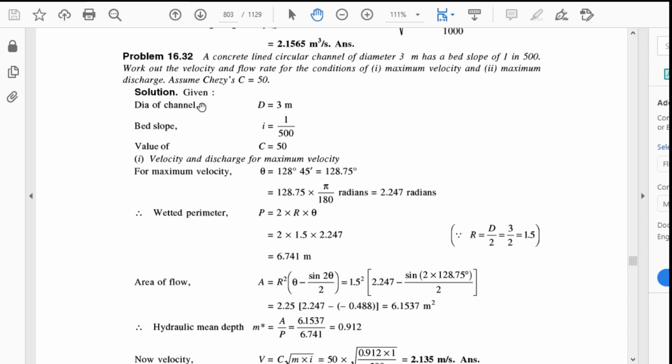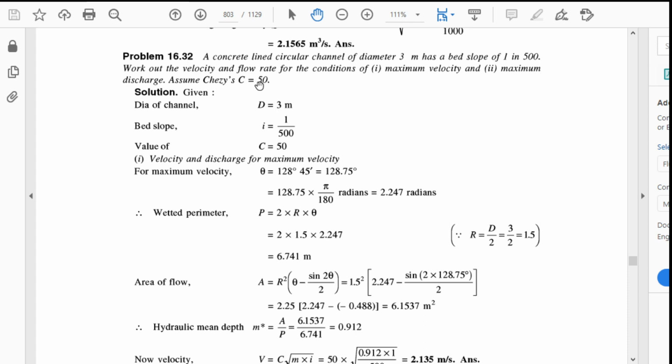Here the example is: a concrete lined circular channel of diameter 3 meters has a bed slope of 1 in 500. Work out the velocity and flow rate for the conditions of, first, maximum velocity and, second, maximum discharge. Assume Chezy's C equals 50.